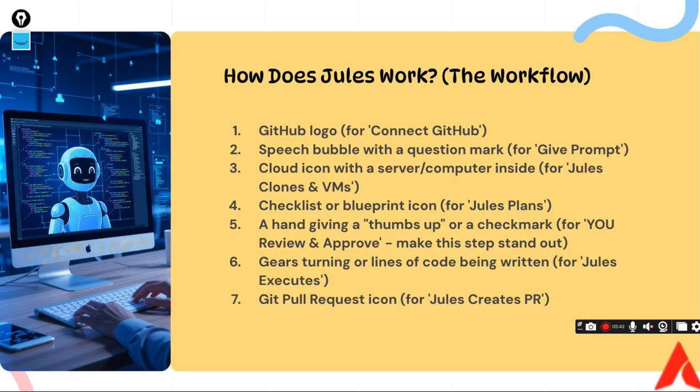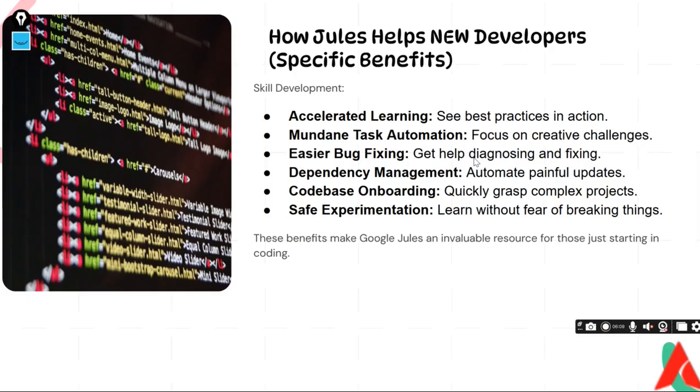For example, if someone works on your GitHub repository and makes some changes, they create a pull request for their changes. Then you review the pull request, the code changes, and if you approve, that code is merged into your branch. So this is the flow of how Jules works.